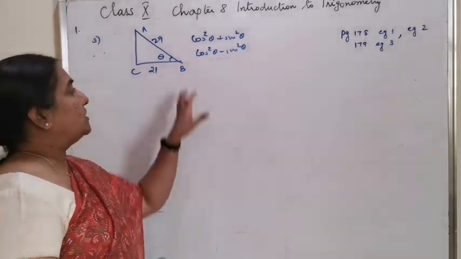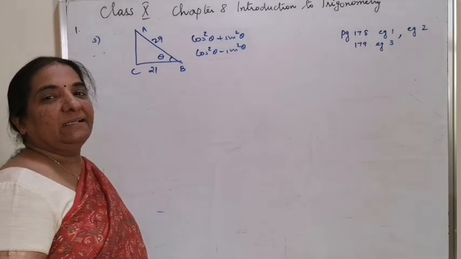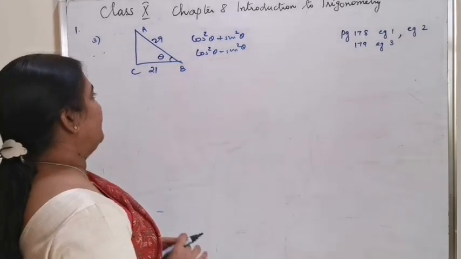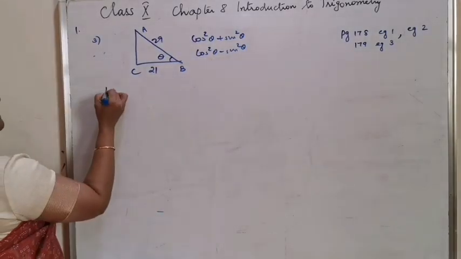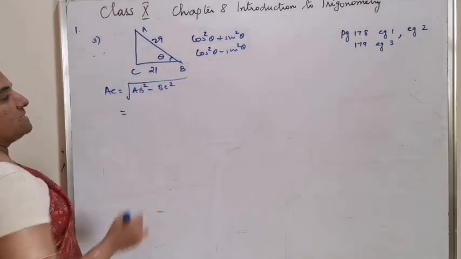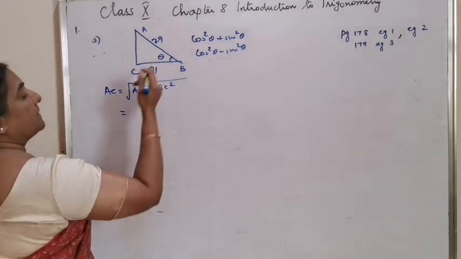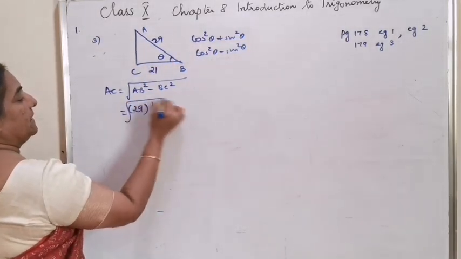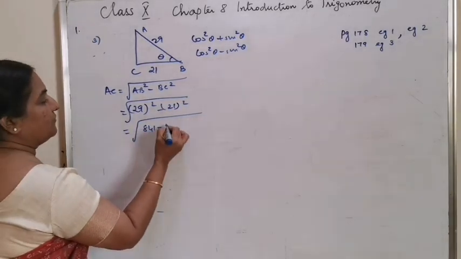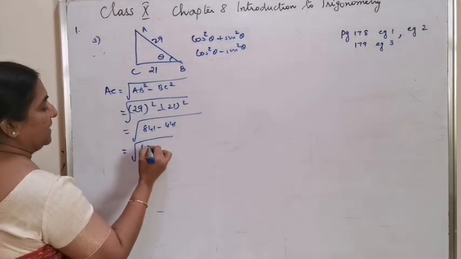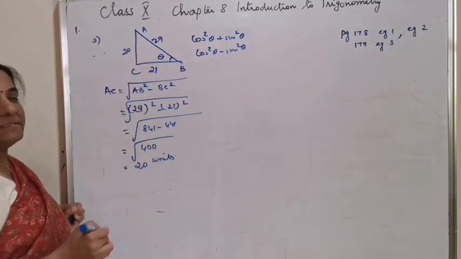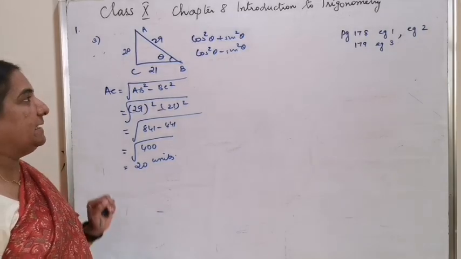Since you know the identity now, what is the possible answer of cos square theta plus sin square theta? Whatever be the values, it will be 1. The first answer will be 1. We can verify it. Now, AC is equal to square root of AB square minus BC square, which is 29 square minus 21 square, 841 minus 441. Square root of 400, which is equal to 20 units. It is a Pythagorean triplet, 20, 21 and 29.